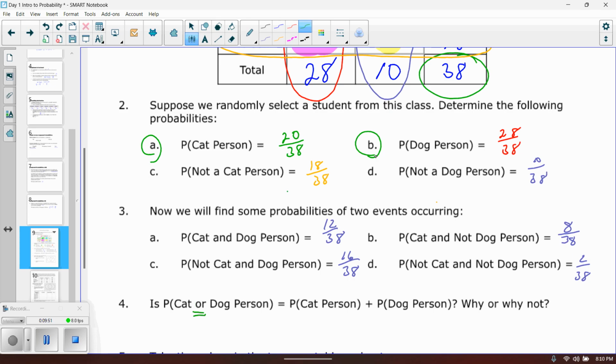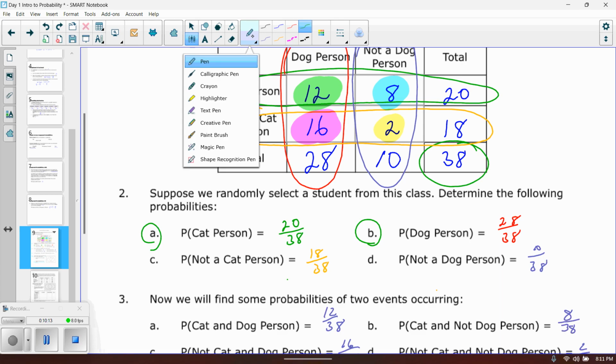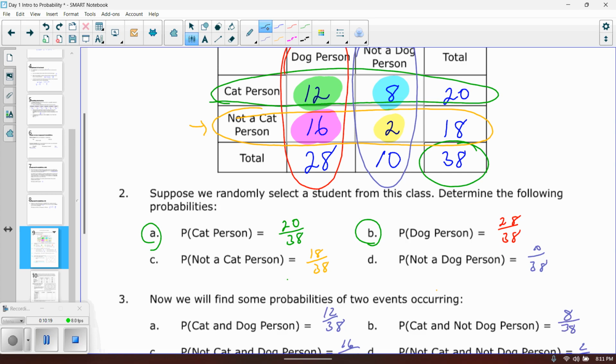So now let's see. Is the probability of a cat or a dog? It only has to be one or the other. So we have the probability of a cat or a dog. I'm just going to go with black, I guess. The probability of having a cat or a dog person. Well, let's see. If you were a dog person, you are in this category.